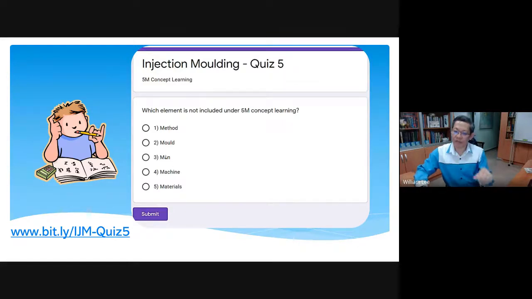We didn't talk about men. We didn't talk about money. Some say that M is money also. There's no money, no talk. Okay. All right, so the majority of you can score the right answer, which is number 3. It's not the M. All right, so let's go back to the slide again.